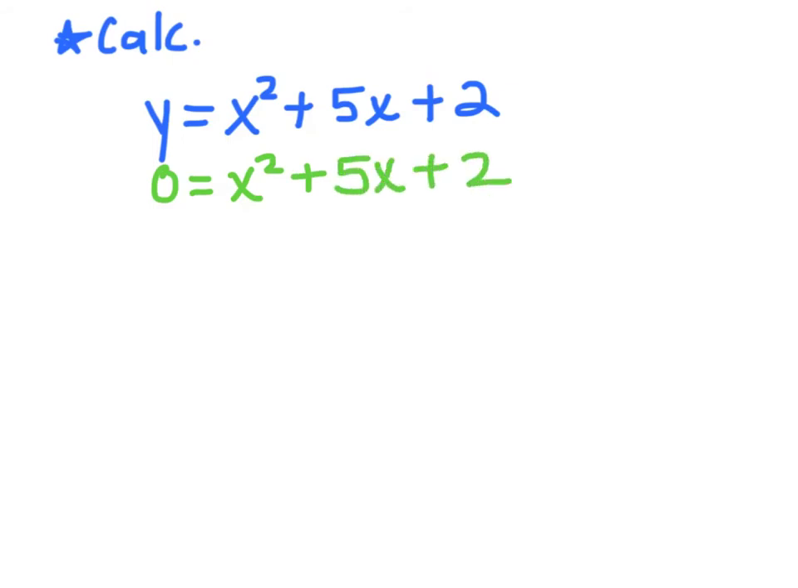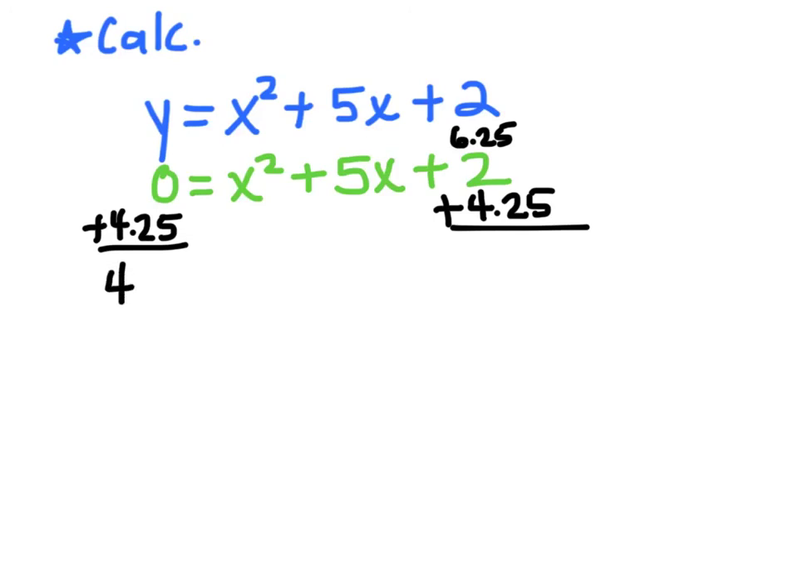All right, I'm going to look at this middle term. I'm going to take half of it. Half of 5 is 2.5, and then I need to square it. So go ahead, square it. 2.5 squared is actually 6.25. So I want this last term to be 6.25. Right now it's only 2. So I'm going to need to add 4.25 to both sides.